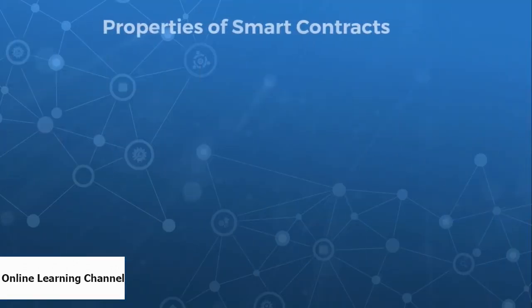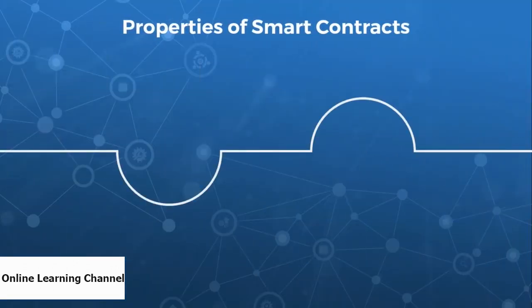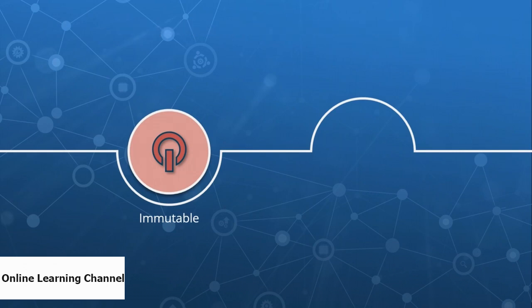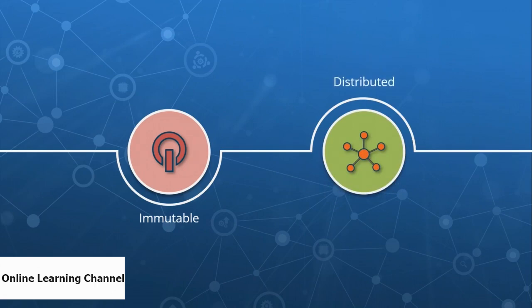Which brings us to the two crucial properties of smart contracts. The first one being that smart contracts are immutable, and the second one being that the responsibility to execute smart contracts is distributed across multiple nodes in a blockchain network.